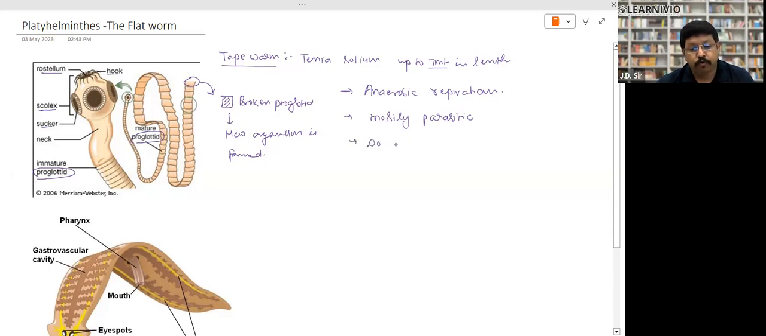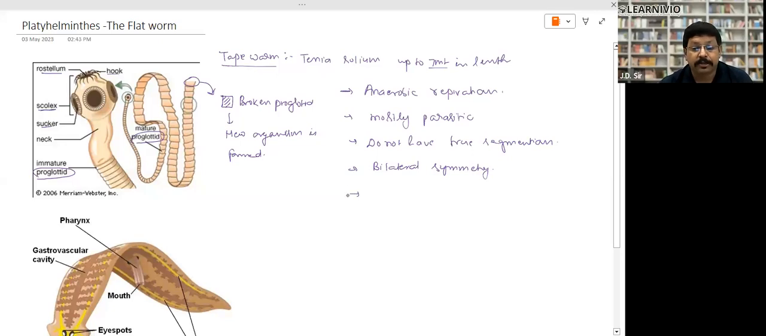They do not have true segmentation. That means pseudo segmentation. Externally the body is segmented, but internally the body is not segmented, right? They have bilateral symmetry, right?